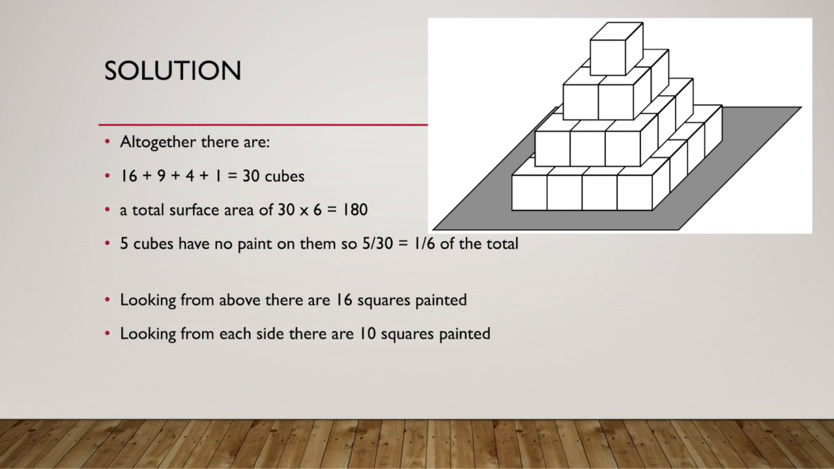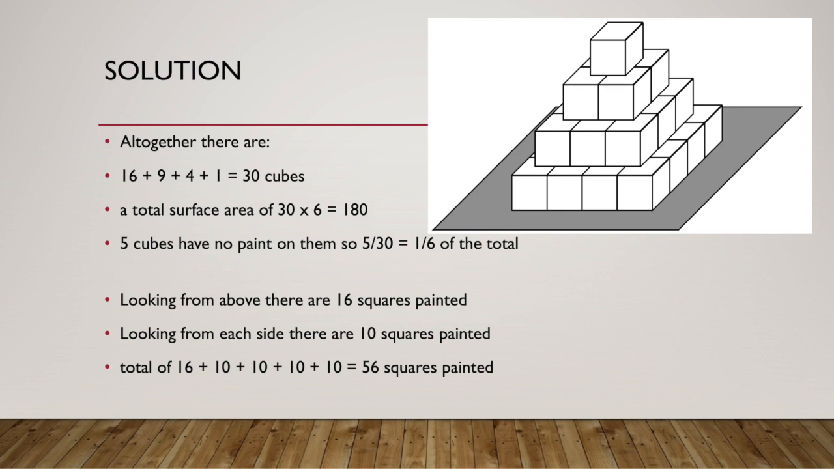bottom. If we take a look at it from the side, we can see there are 4, then 3, plus 2, plus 1, which adds up to 10. So from each side, you've got 10. So altogether, we have 56 squares have been painted. That's out of our total of 180.